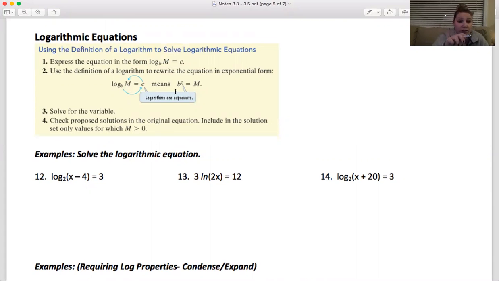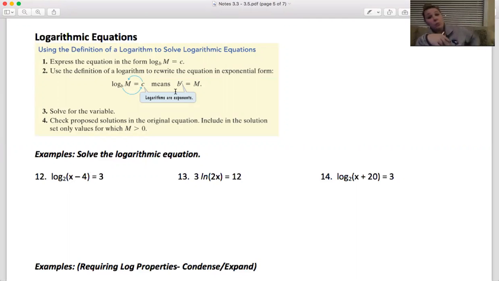So the definition of a logarithm is basically that rewriting that we've done before. So the log base b of m is equal to c. That means that b to the c power is equal to m. And that's really the main thing that we're going to use when we solve log equations. The whole point, if you look at that first line there, is we want to be able to get one side of the equation to be just one logarithm. We have to combine everything down into one.